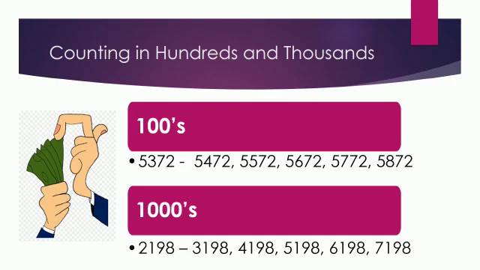Now we're going to learn how to count in thousands too. So what are you going to do? You're going to simply add a 1 to the thousands place. So look at the thousands place. 2 becomes 3, 3 becomes 4, 4 becomes 5, 5 becomes 6, and 6 becomes 7. So you're simply adding 1 to the thousands place.